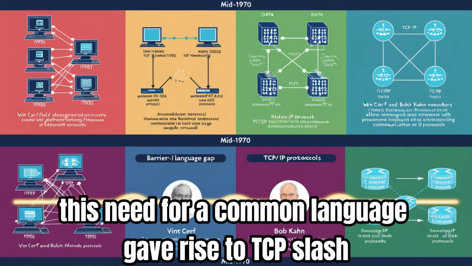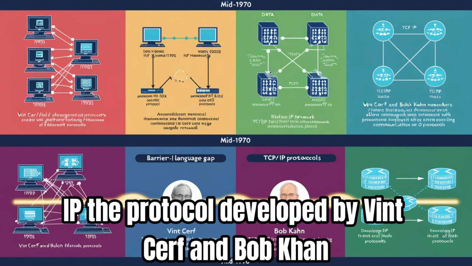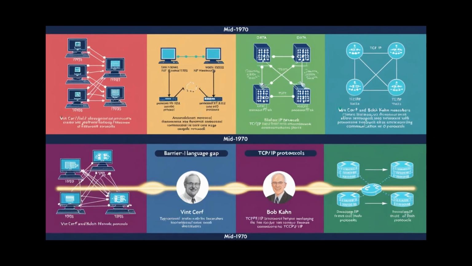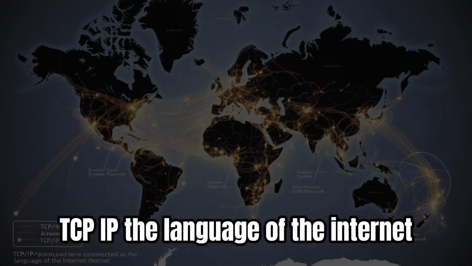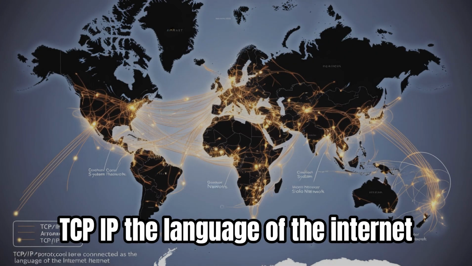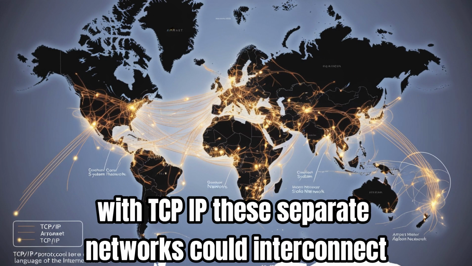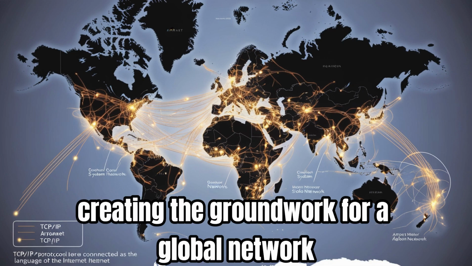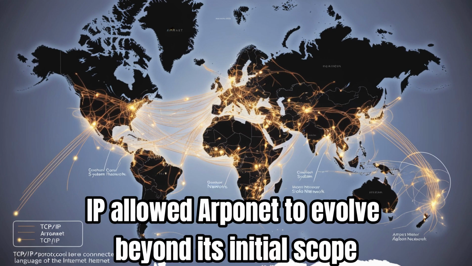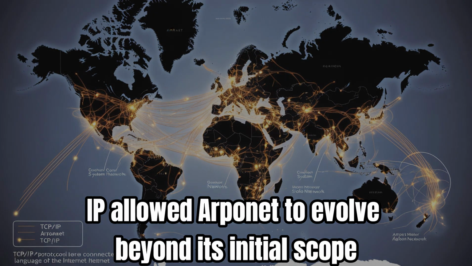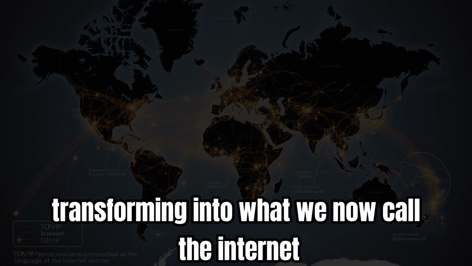This need for a common language gave rise to TCP/IP, the protocol developed by Vint Cerf and Bob Kahn that standardized data transfer across networks. TCP/IP, the language of the internet. With TCP/IP, these separate networks could interconnect, creating the groundwork for a global network. In essence, TCP/IP allowed ARPANET to evolve beyond its initial scope, transforming into what we now call the internet.